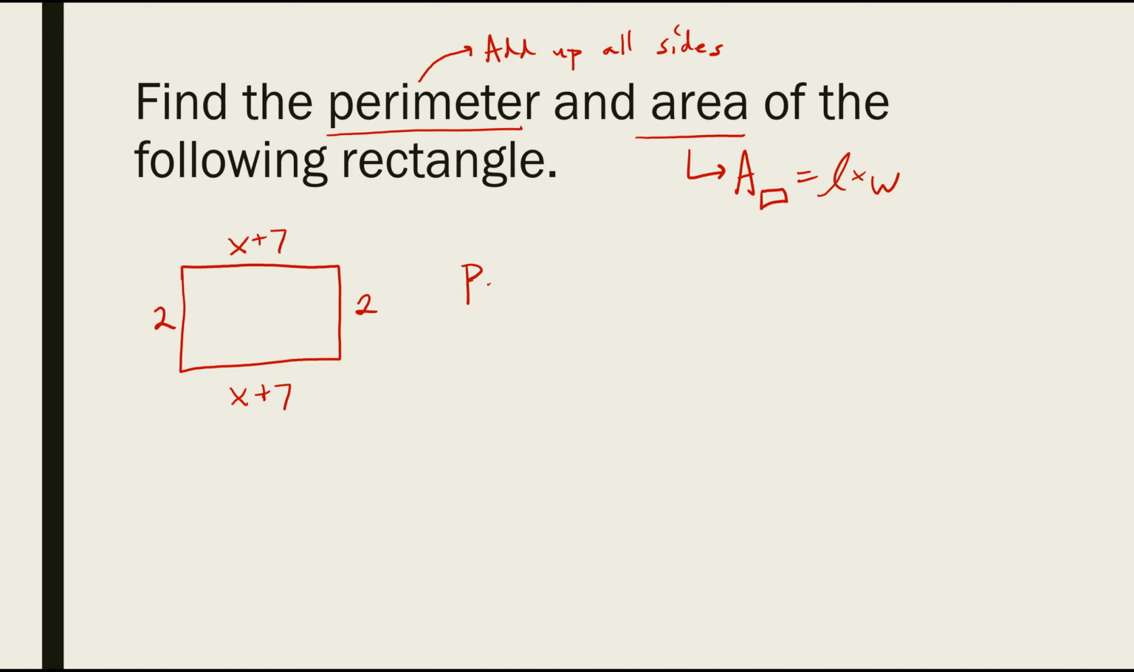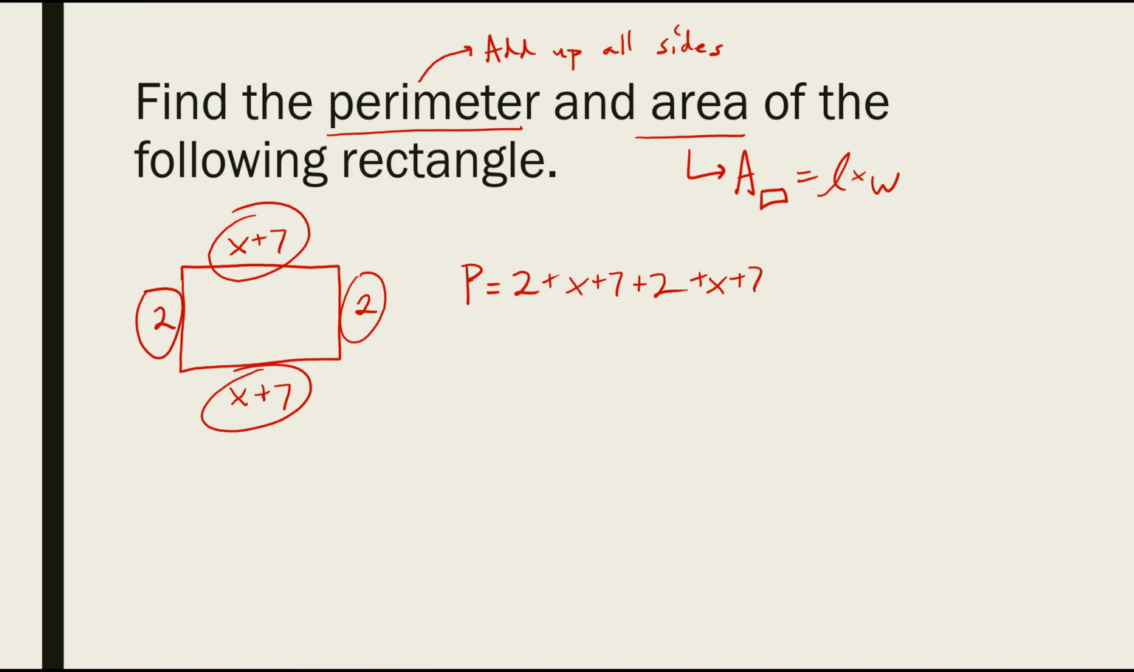So let's do the perimeter first. The perimeter literally means add up all the sides. So I'm going to do 2 plus x plus 7 plus 2 plus x plus 7. And that's the perimeter. So I'm almost done. I just need to simplify by combining like terms. Here are two like terms. I really like to underline them to let me know I got rid of them. This 1x plus this 1x means that there are 2 x's total. And then I have a bunch of numbers that I can combine. 2 plus 7 is 9, plus 2 is 11, plus 7 is 18. So my perimeter is 2x plus 18.